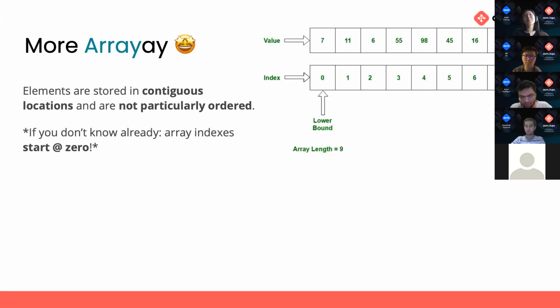So moving on. The most important thing about arrays is that their elements are stored in contiguous locations and are not particularly reordered. This is important because for other data structures, they're not necessarily ordered. As in, if I put, say, number 7 into my first element in the array, it doesn't change. It stays as the first one. But for other data structures, that 7 might go to all the other slots. It might not necessarily stay as the first element. And if you don't know already, array indexes start at 0 and go to size n-1.